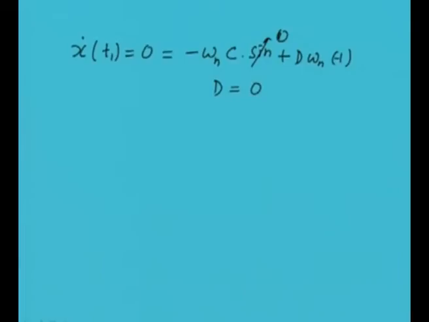So our general solution for the second half of the oscillation becomes this: cos omega n t minus Fd.